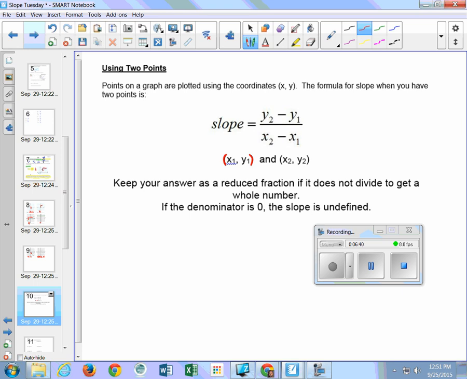Alright, you want to keep your answers as a reduced fraction, if it does not divide to get a whole number. If the denominator is 0, the slope is undefined. You cannot divide by 0, but you can divide 0 by another number. And do not change it to a decimal.